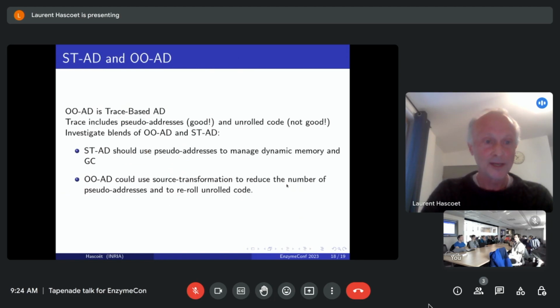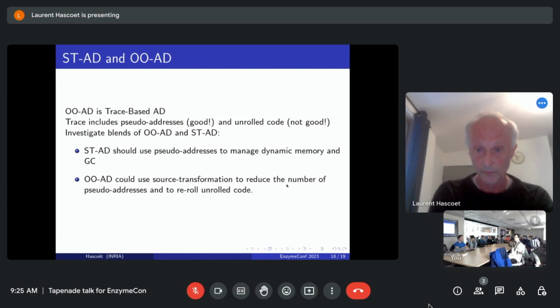This is my last slide, I think. It's about the comparison between source transformation AD and what is usually called operator overloading AD, but I would rather call it trace-based AD. The main difference between the two is that in trace-based AD, you store every intermediate value and every operation of the primal code onto a tape. On the other hand, with source transformation, you tape only the intermediate values and the rest is taken care of by new code.